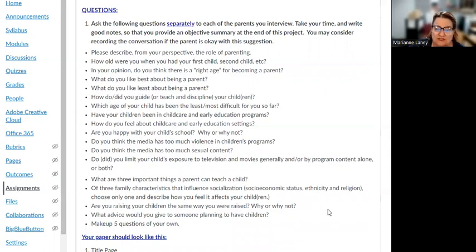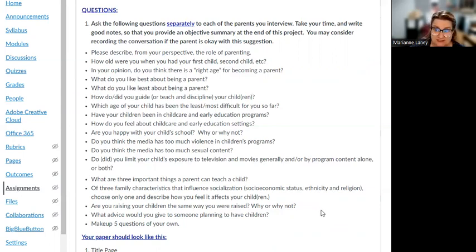Of 3 family characteristics that influence socialization, they may not know what that is. So you need to say socioeconomic status. You can tell them what that means. It's the education and money that comes in to the family, right? Ethnicity and religion. Of these 3 characteristics, choose one and describe how you feel it affects your children.